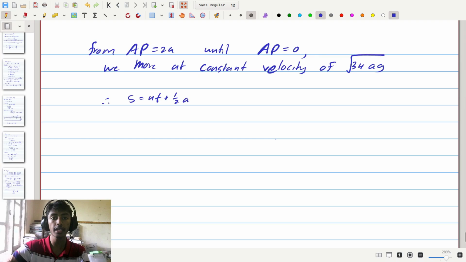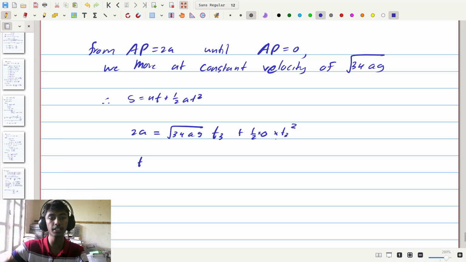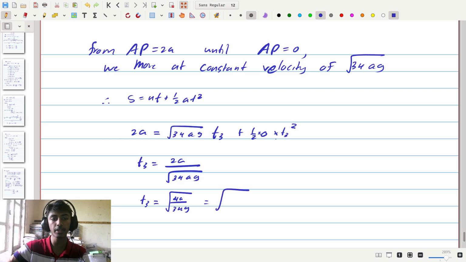plus half at squared, then the distance we have to cover, which is 2a, is equal to ut, which is square root of 34ag times t3 plus half times 0 times t3 squared. Simplifying this down, we can see that t3 is equal to 2a divided by the square root of 34ag, which we can simplify down to t3 equal to square root of 4a divided by 34g, which is equal to, we can take a 2 out, which is going to give us 17 here, 2a over 17g.